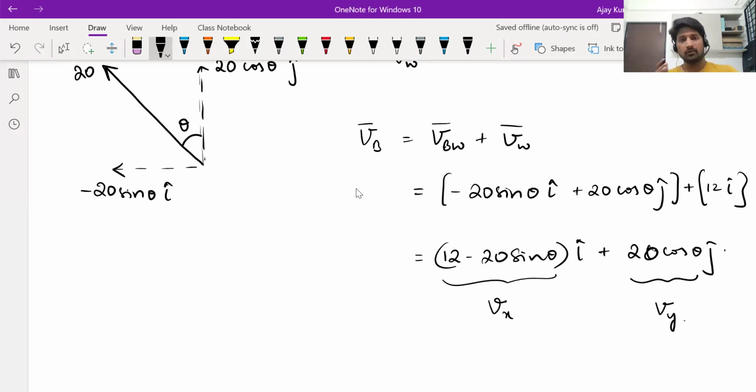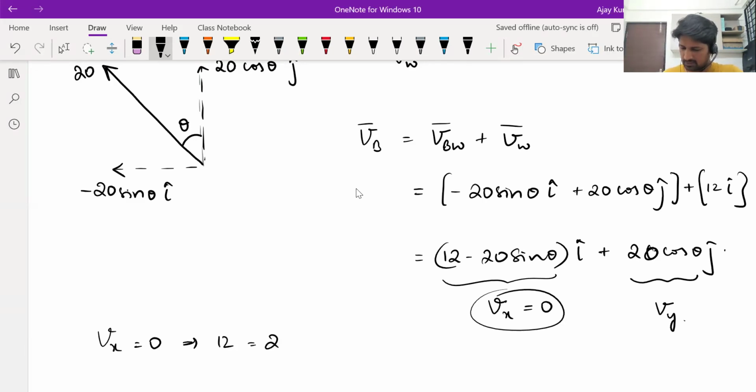Now we want the boat to cross with zero drift, means it should not have any x component. It should not get displaced along the flow of the river. It should only move perpendicular to the flow of the river. So if you equate the x component to zero, 12 is equal to 20 sine theta. You get the same thing. Sine theta is 12 by 20, 3 by 5. So theta becomes 37 degrees. So without using the vector diagram, you can solve it like this.